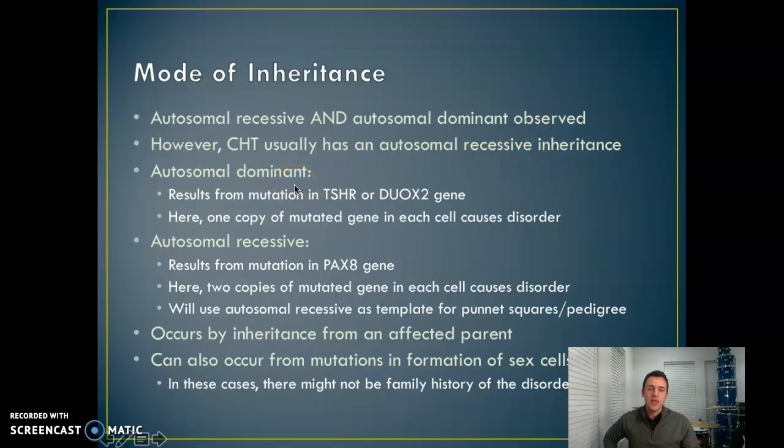So I just want to mention, though, that in the case of a dominant disorder, this results from mutations in the thyroid oxidase 2 gene, or the DUOX2 gene. And with all dominant disorders, it only takes one dominant allele to cause the disorder. However, it is much less common than autosomal recessive. So for autosomal recessive, it takes 2 recessive alleles in order to have the disorder in your phenotype or genotype.